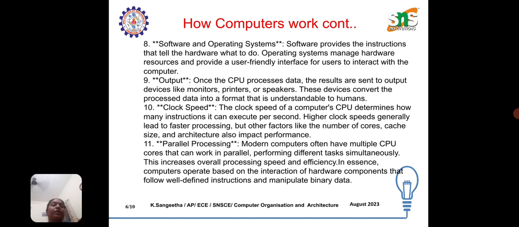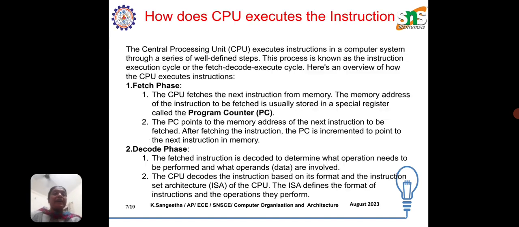The clock speed of a computer determines how many instructions can execute per second, that is, how many instructions are executed per second. So higher clock speeds generally lead to faster processing, but other factors like number of cores, cache size and architecture also impact the performance. And the next one is parallel processing. Modern computers have multiple CPUs that can work in parallel. It is called parallel processing.